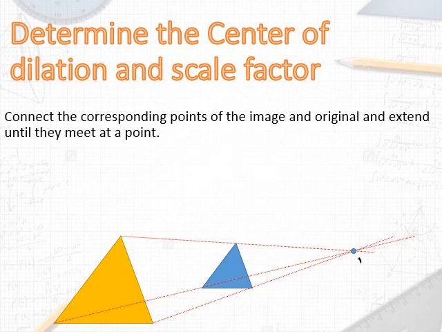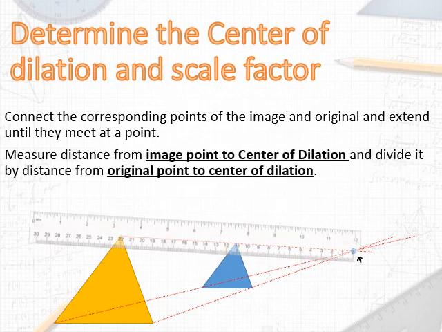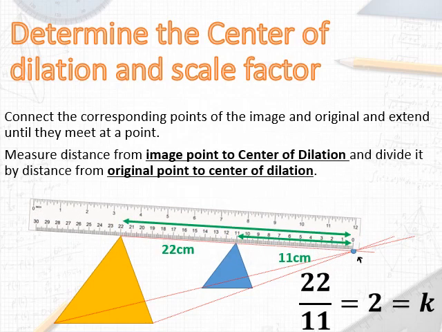So in this case, that blue dot is our center of dilation because all of those red lines pass through it. To figure out scale factor, you can pull out your ruler, or sometimes we can do this with compass. We'll figure out how to do this without a ruler later. But we measure the distance from the center of dilation. So in the case of the yellow triangle, it's 22 centimeters from the center of dilation. The blue one is 11.